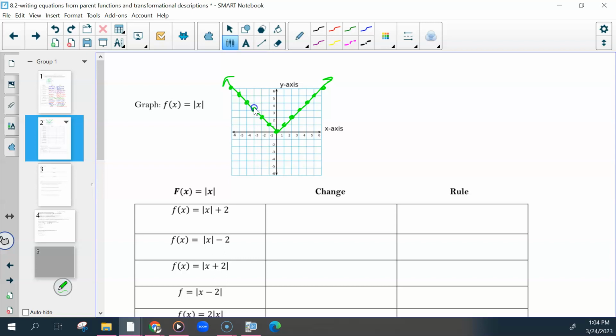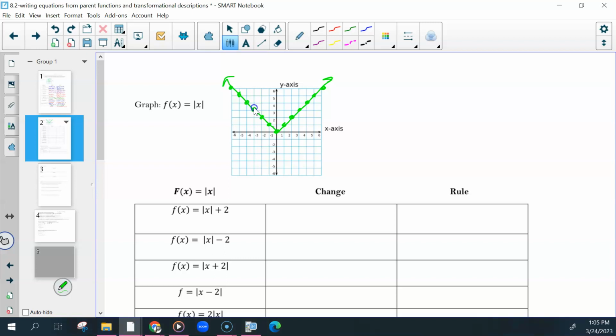So this would be our parent function, absolute value parent function, if nothing happens to it, if it doesn't change at all. It's always going to look like this. So we're going to compare whatever to this. What's also nice about transformations is that whatever you learned before is going to be the same, just a different function.